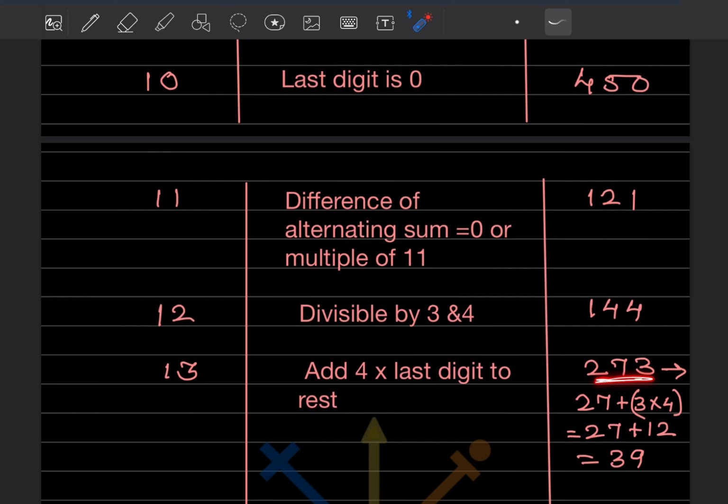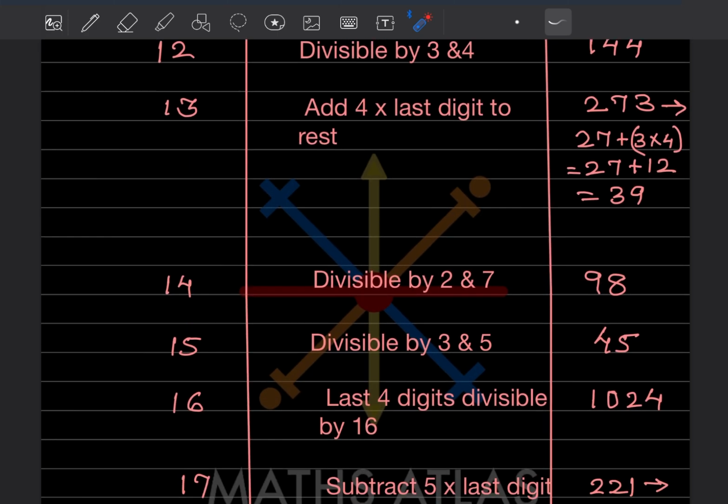Now this is the number, which is the last digit is 3. 3 multiplied by 4 is going to be 12. So when you add this 27, these are the first two digits, 27 plus this 12, that is going to be 39. That is divisible by 13.